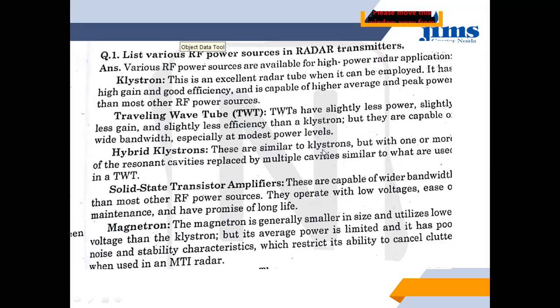After this, the third device is the hybrid Klystron. It is called hybrid Klystron because, in comparison to the Klystron, it has multiple resonant cavities. Instead of one cavity, there are a number of cavities, similar to those used in TWT. It has the performance of the TWT as well as the Klystron. Okay? Class, is this clear to everyone?